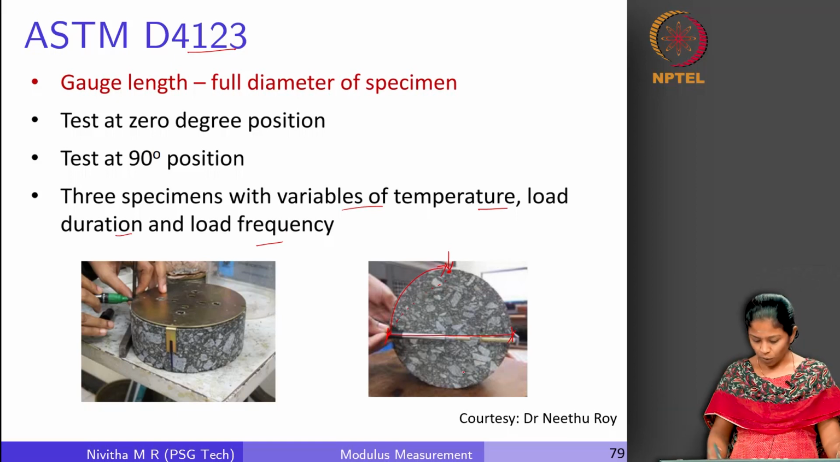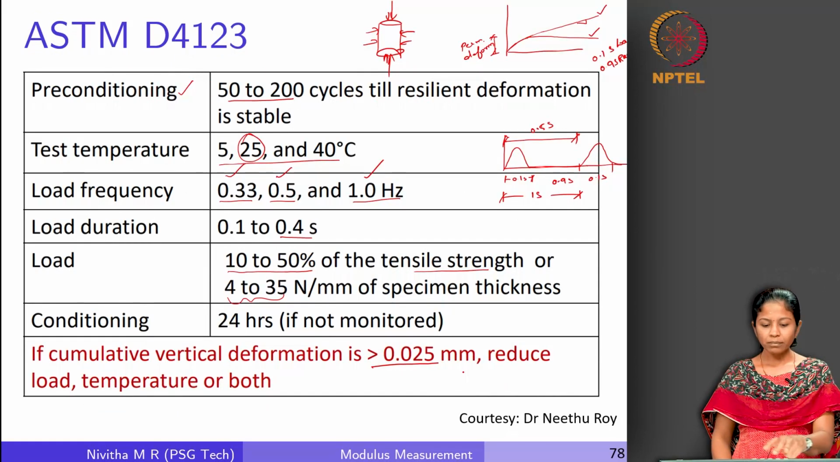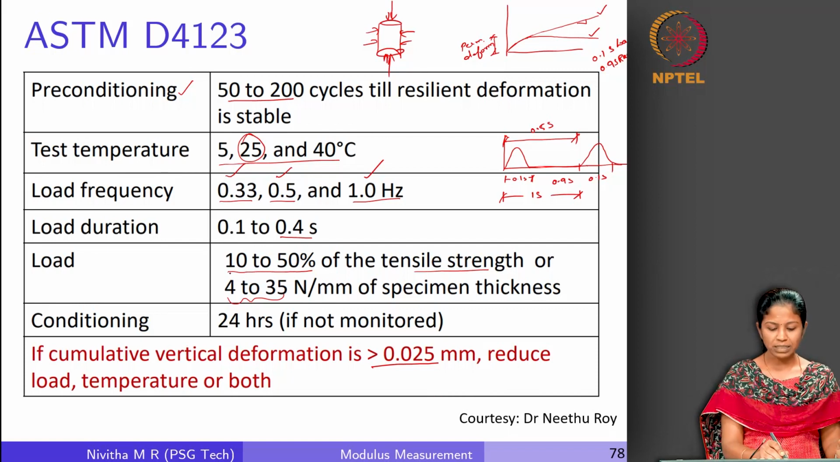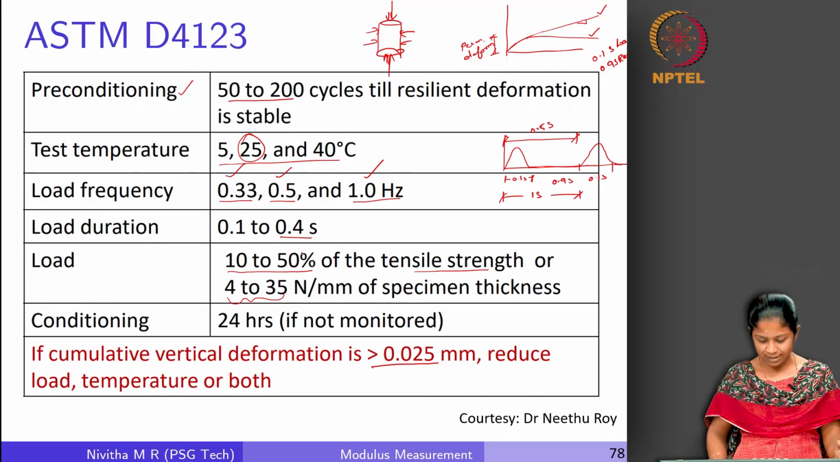So, we know what is the load that we are supposed to apply: 50 to 200 cycles, a load pulse of 0.1 second and a recovery period of 0.9 seconds. We keep applying the load on the sample. What is the maximum load? 10 to 50% of the tensile strength.